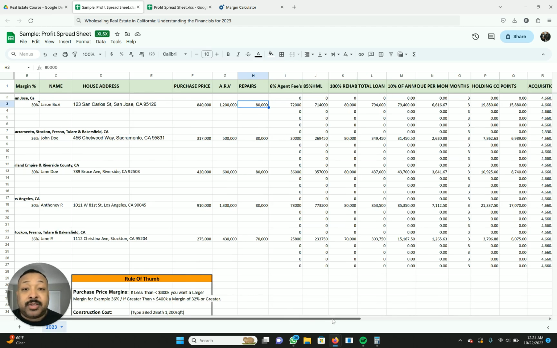We'll get into the repair numbers in a little bit. I created this little legend for you guys right here at the bottom, and we'll get into the repair numbers in a little bit. But right now I have 80,000. Depending on the square footage and what kind of condition the place is, 80,000 is what we put into this house. We'll get into that in a little bit down at the bottom.